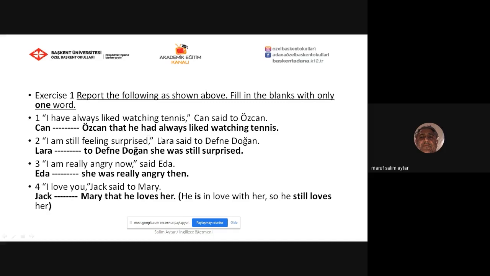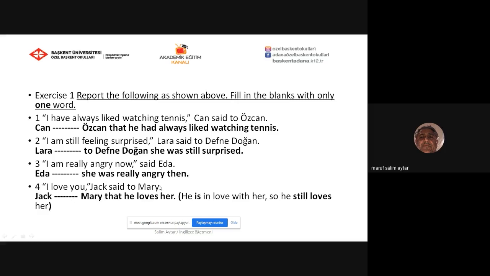I'm still feeling surprised, Lara said to Defne Doğan. So Lara told, pardon me, here there is a to, so we cannot say told to. Lara said to Defne Doğan she was still surprised. I'm really angry now, said Eda. Eda said she was really angry then. Here we need to use said because there is not an object. Eda said she was really angry then.